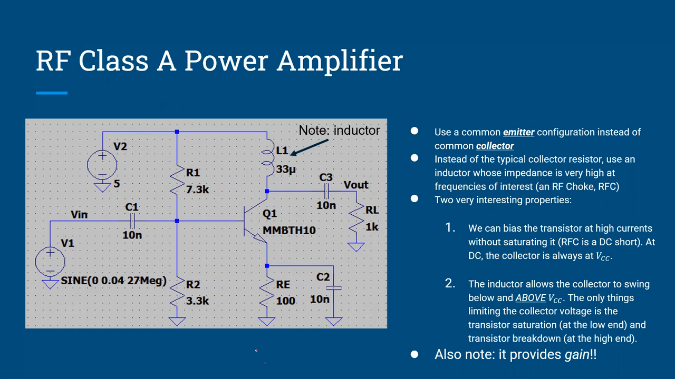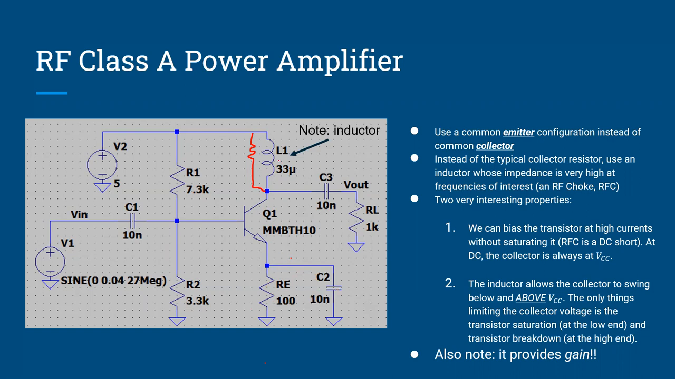So Class A, when we're talking RF Class A, we're almost always using a common emitter amplifier, not a common collector amplifier. And there's a couple of reasons why, but let's take a look at this circuit first. So from a typical common emitter amplifier, we usually have a resistor at the collector. And we have the degeneration resistor at the emitter, but that's bypassed by a capacitor to increase the gain.